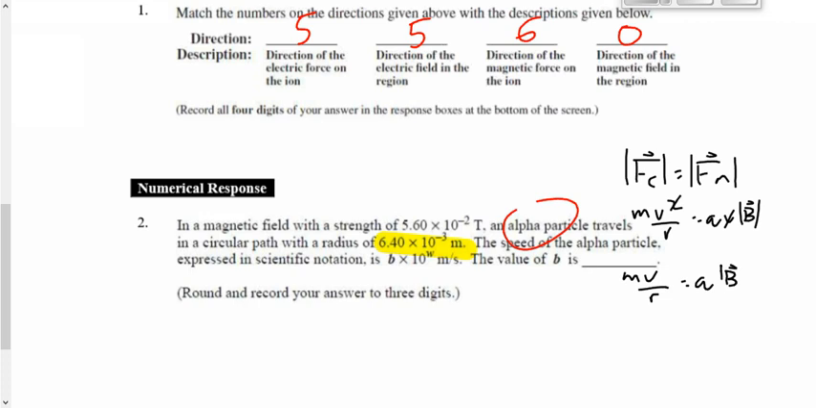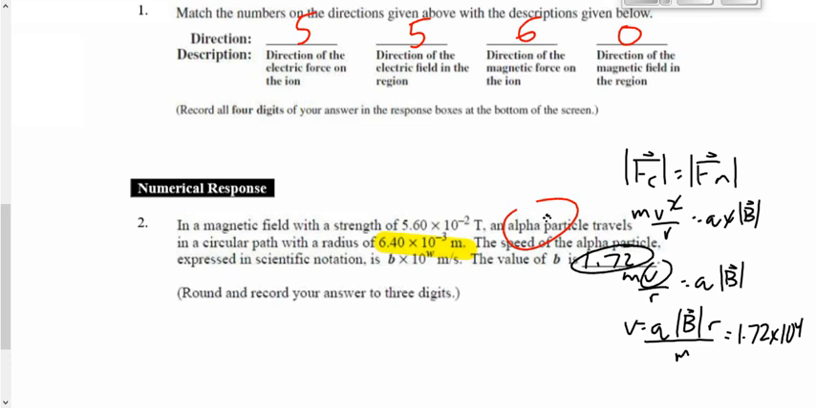Now I'm solving for v, the speed of these particles. Take the r up by multiplying, the m down by dividing. I get q times b times r over m. And when I sub the numbers in here, be careful, use the alpha particle data. You end up getting 1.72 times 10 to the 4 meters per second. This is a b times 10 to the w, so my answer is 1.72, including the decimal place. If it was an A, B, C, D question, then the answer would be 1724. That make sense?